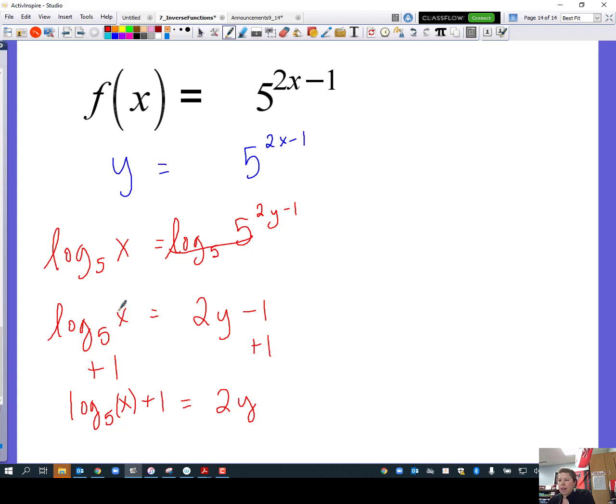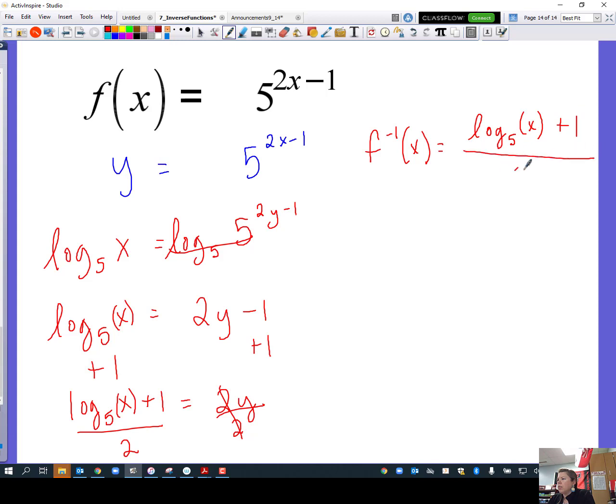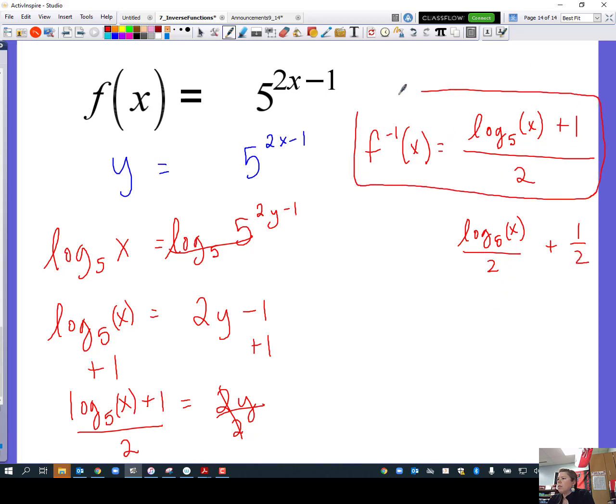So the plus 1 is outside of that. The x is all by itself within that log, and then plus 1. Then I can take all that and divide by 2. And so f inverse of x is equal to log base 5 of x plus 1, all over 2. You could split that fraction if you wanted to: log base 5 of x all over 2 plus 1/2. But this way is perfectly acceptable. Okay, so hopefully that helps on logarithms and gives you a little bit of intro into logs and what that will look like.